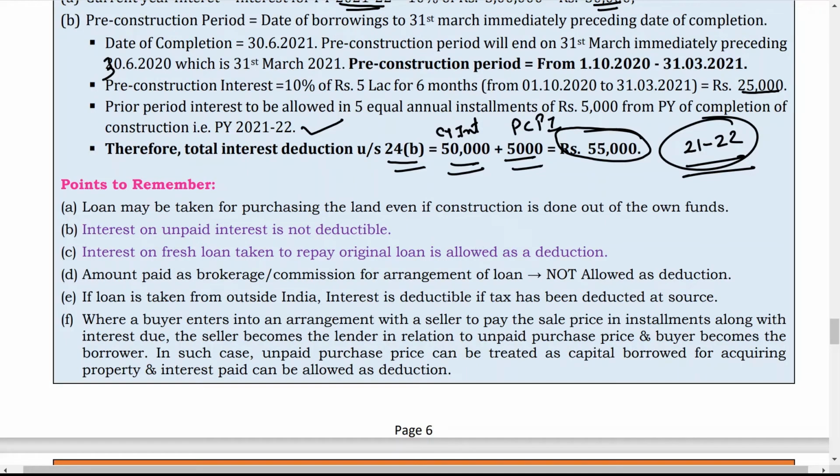Points to remember: a loan may be taken for purchasing the land even if construction is done out of his own fund. Means what? There are certain points that you have to keep in mind while claiming the deduction of interest on borrowed capital. That means if a loan is taken for purchasing land, even if construction is done out of own fund, then also deduction is available. Let us say you have purchased a land, and on that land a building was built.